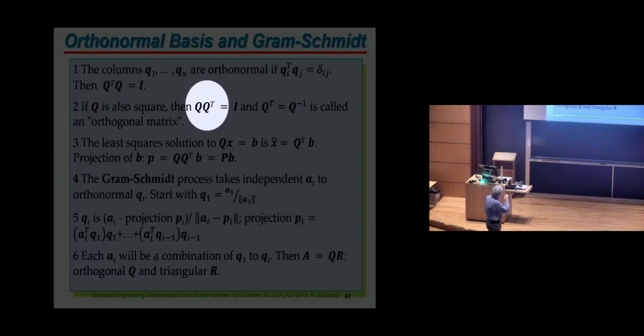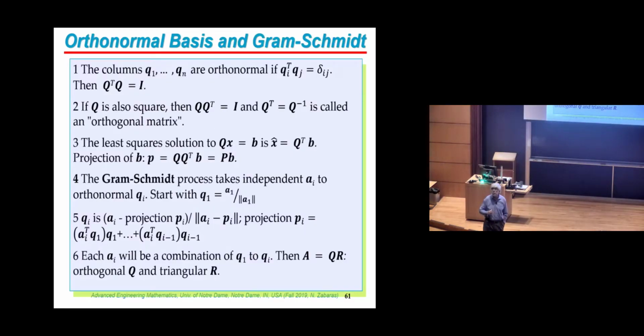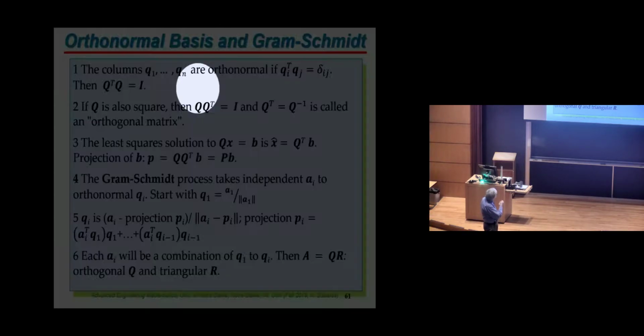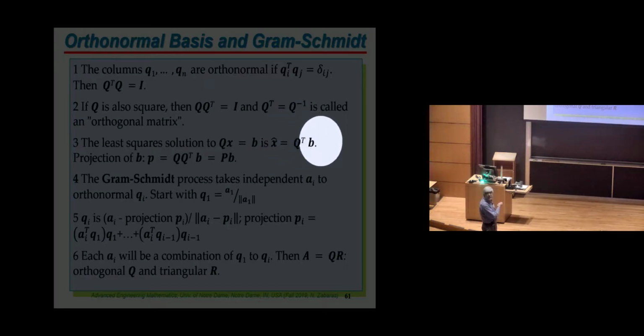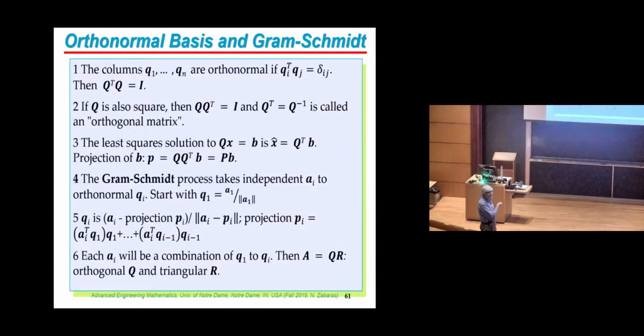If my matrix A is an orthogonal matrix, what is A transpose A? Identity. So to do least squares, I don't have to actually invert any matrix. Nice. And what is in that case the solution? Directly, you can write that X hat equals Q transpose B. You see that? No inversion.